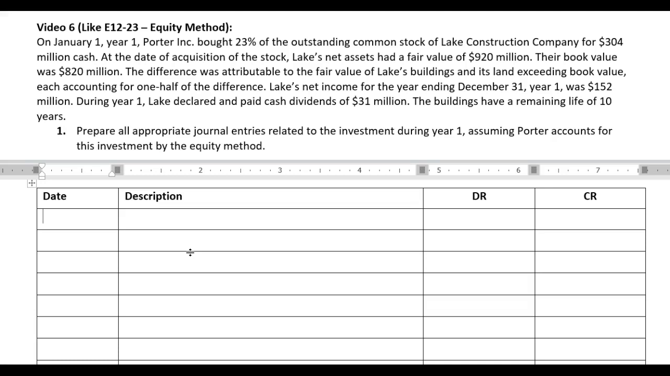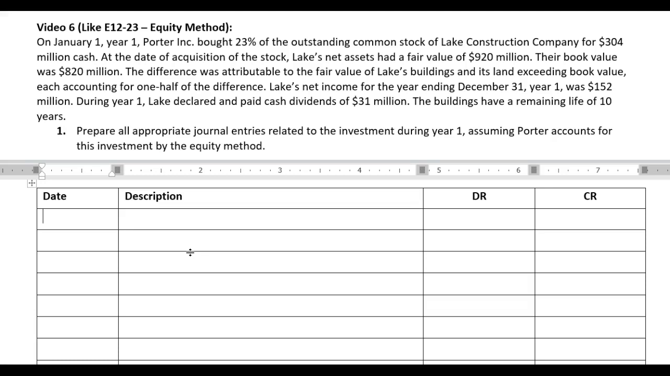So on January 1st, Porter Inc. bought 23% of the outstanding common stock of Lake Construction Company for $304 million in cash. At the date of acquisition of stock, Lake's net assets had a fair value of $920 million. That'll become important here in a few minutes. We'll discuss why this information is given to us. Their book value was $820 million. The difference was attributable to the fair value of Lake's buildings and its land exceeding book value, each accounting for one half of the difference.